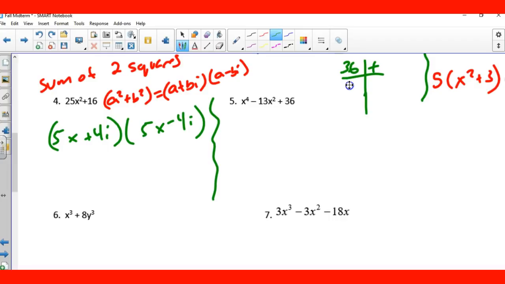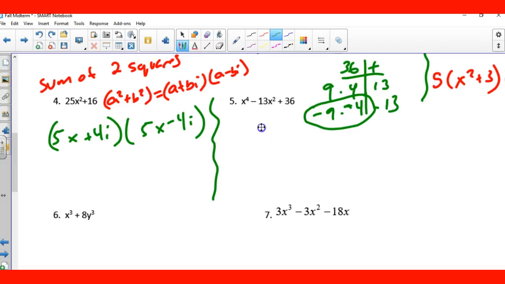So let's see here. Factors of 36. Excuse me, you have 9 and 4. So 9 times 4 and negative 9 times negative 4. 9 plus 4 is 13. Negative 9 plus negative 4, or negative 9 minus 4, it doesn't matter however you want to say it, is negative 13. So these are our factors because we want to get negative 13, like right here.